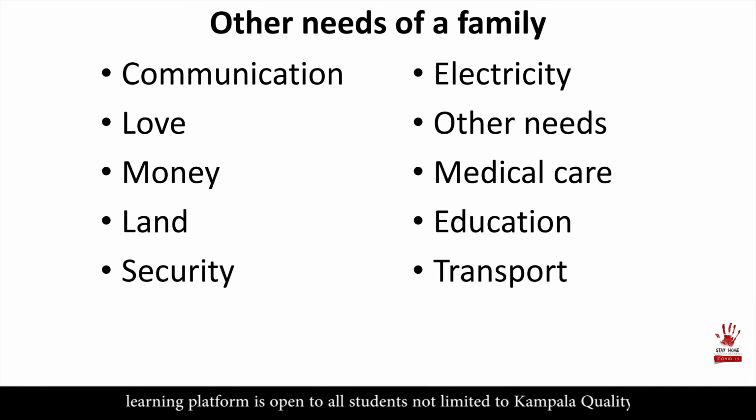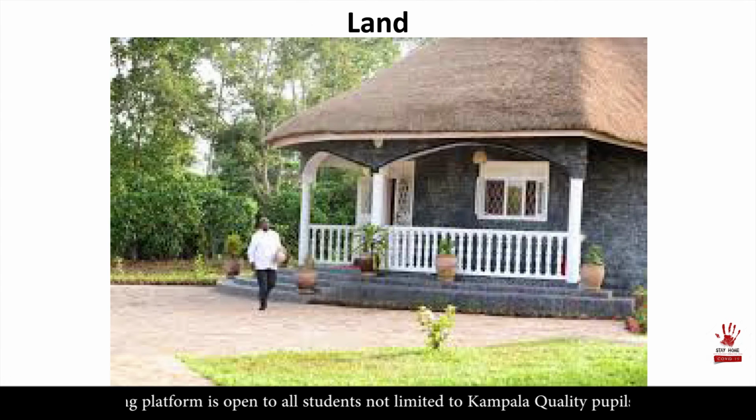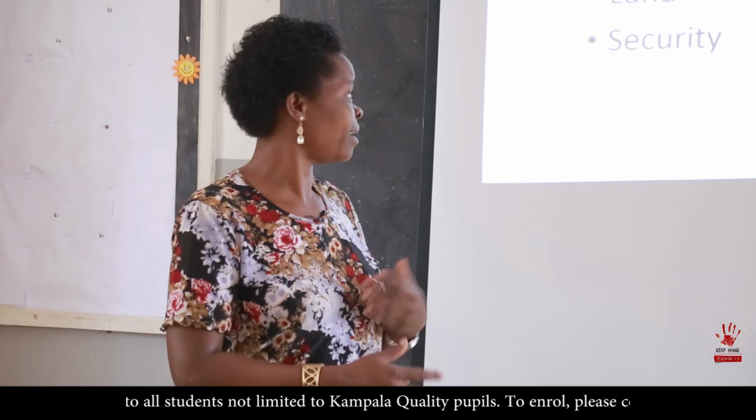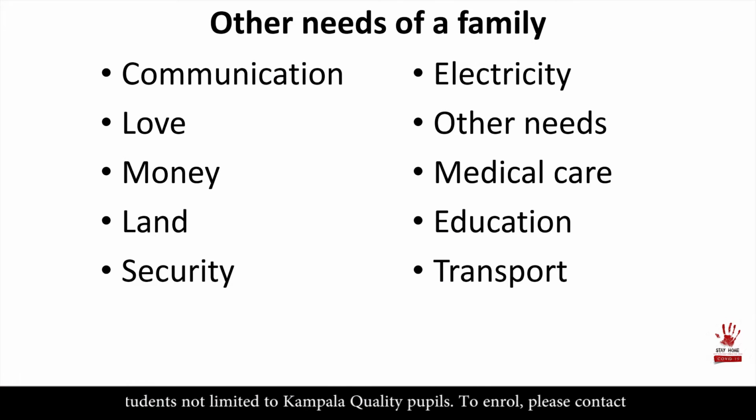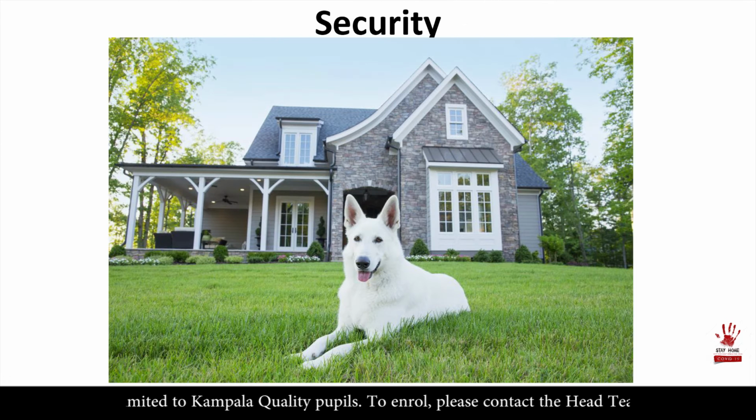Then we have land. Everything is done on land, even the shelter, everything. We work on land, we build houses on land. So land is one of the other needs. Then we have security. We have those people who can provide peace. We need it. And we even have animals.